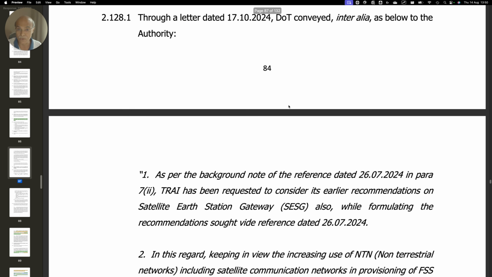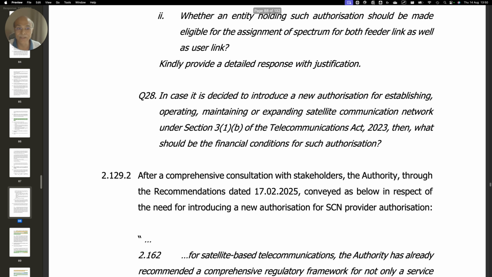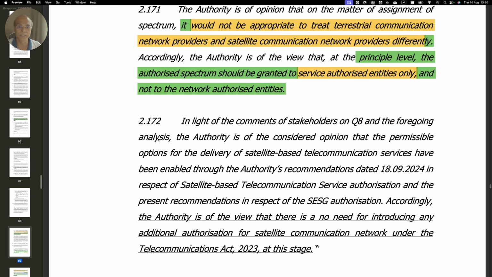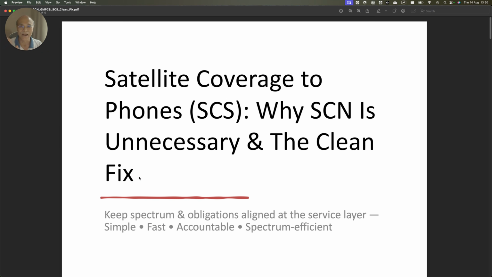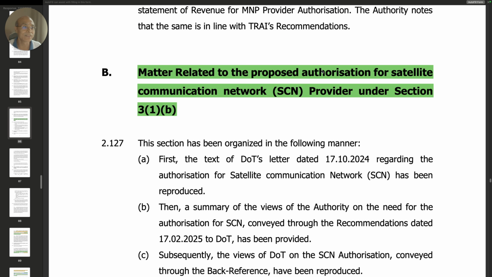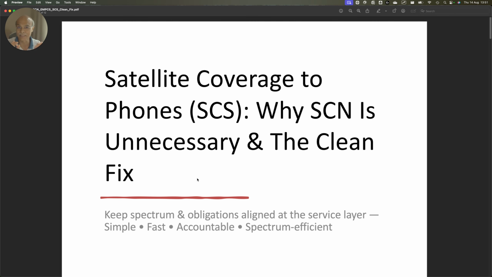Now, I don't want to go clause by clause on what DOT is saying and what TRAI is saying, because if you start reading this document, I can guarantee you that you are not going to understand a single sentence of what is being discussed here, because it is so confusing. So friends, what I've done is, I have created a separate slide deck and I'm going to tell you why this authorization, the satellite communication network authorization, is not required at all. Why it is not required, and what principles are being discussed here to prove this point. Okay, so let's talk about this in this slide deck.